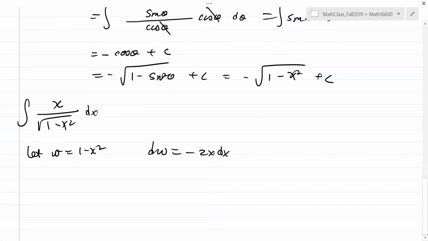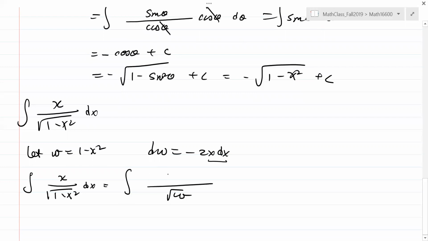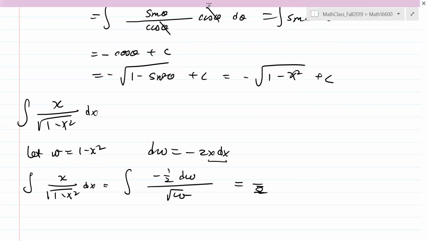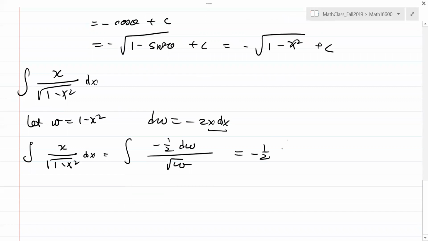All right, so now the above integral becomes the square root of w, and x times dx is here. So how can I change it to dw? It's negative 1/2 dw. So it's not too bad, right? It's going to be negative 1/2 w to the negative 1/2 dw.